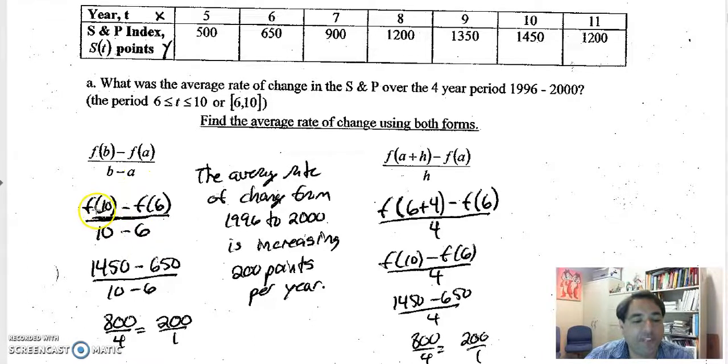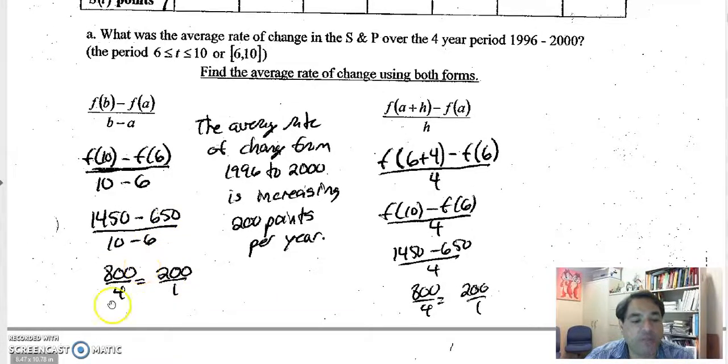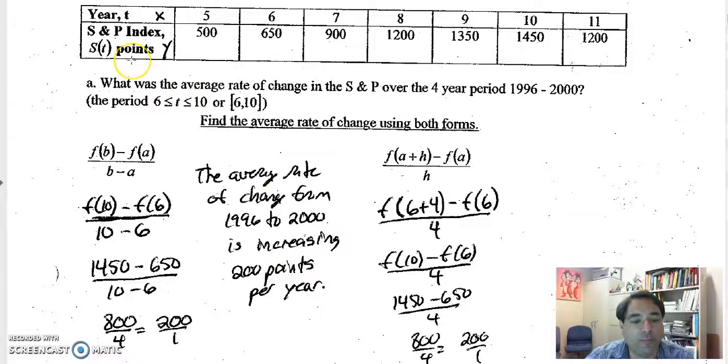So when I have f of 10 minus f of 6, if I go to the table, the output of 10 is 1450, minus the output of 6 is 650, over 10 minus 6, which gives me 800 over 4, which is 200 over 1. So the answer would be the average rate of change from 1996 to 2000 is increasing, because it's positive, 200 points per year. Now remember, how do we get points per year? It's because it's output points over input year.